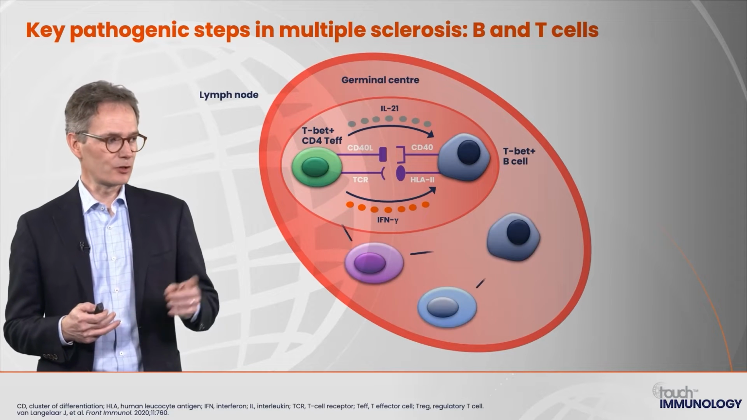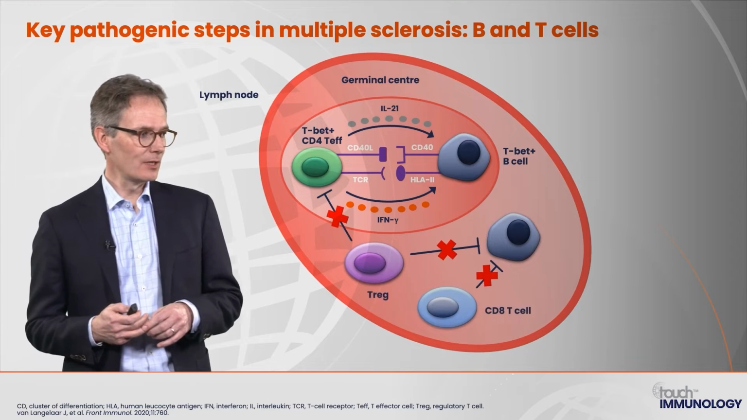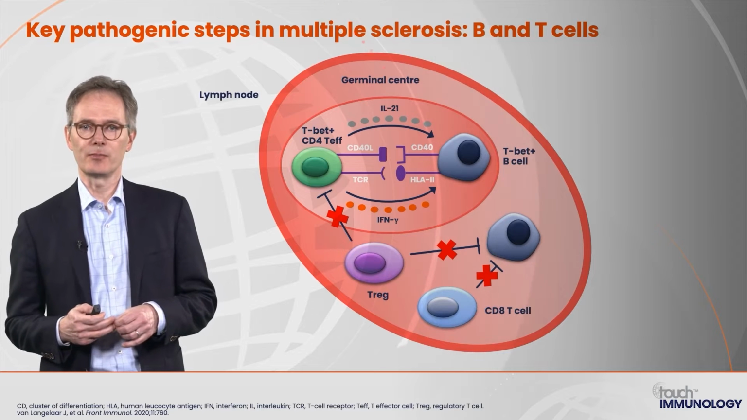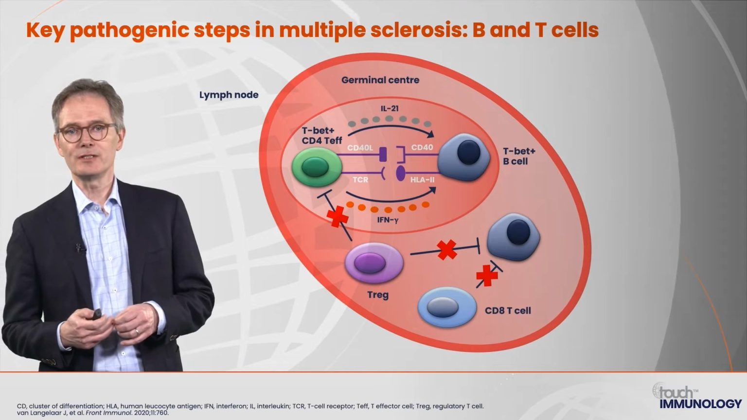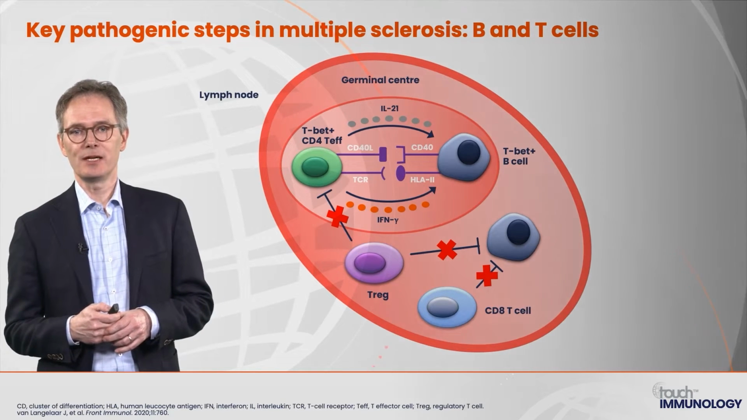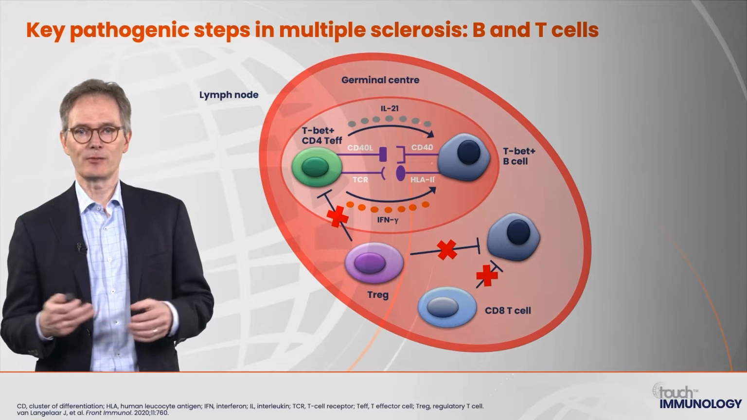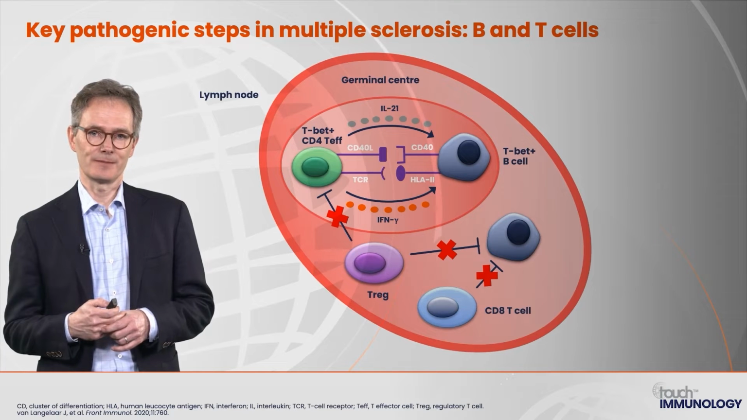You can see another two important aspects on this slide. Not all the T and B cells are really autoreactive and pro-inflammatory, only the ones that express the transcription factor TBET, both in the T cell and in the B cell. And this is characterized by the production of certain cytokines.